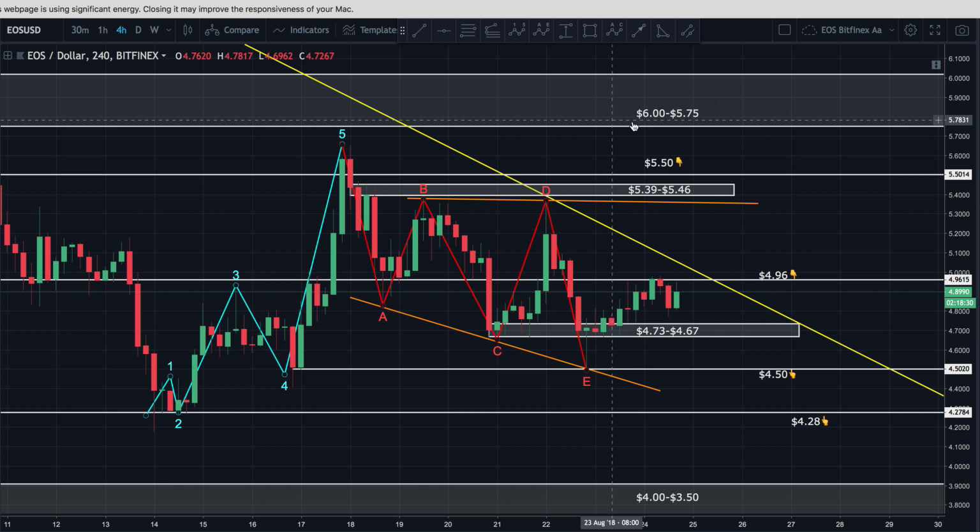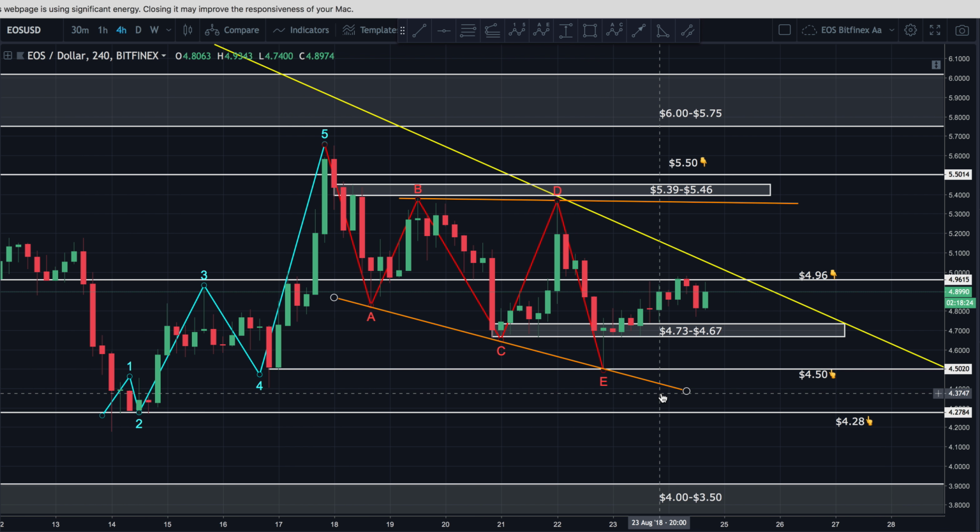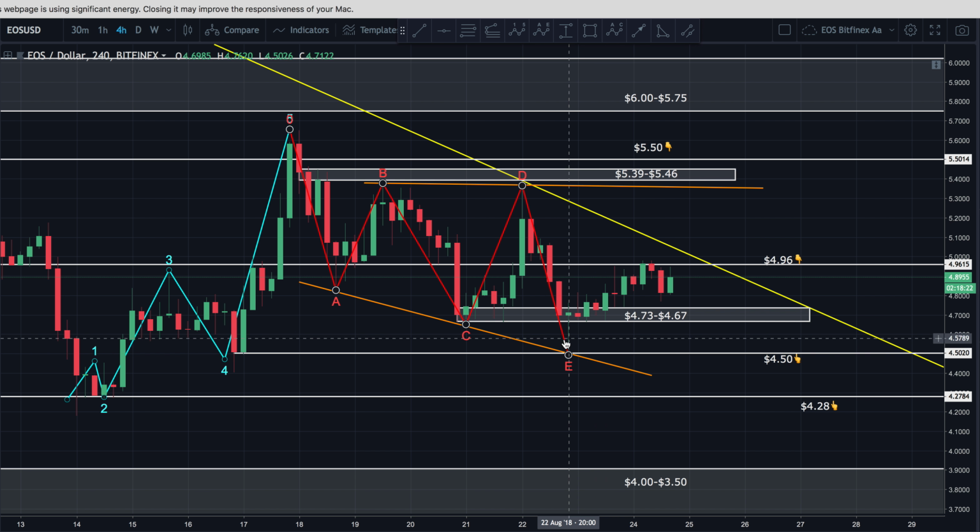So if this does break up, we'd be looking at the top of this wave 5 as the possible target. So I'm not saying we're there yet, guys. I'm just saying I can make a very, very good case. We're seeing a lot of structure in the market showing you that that is a real possibility.